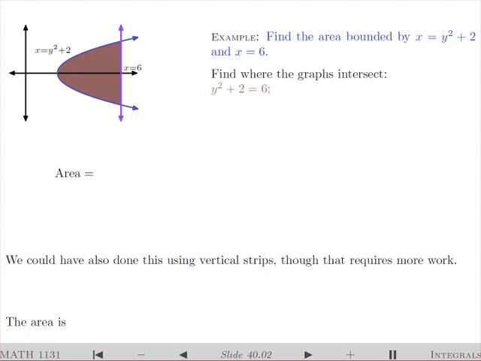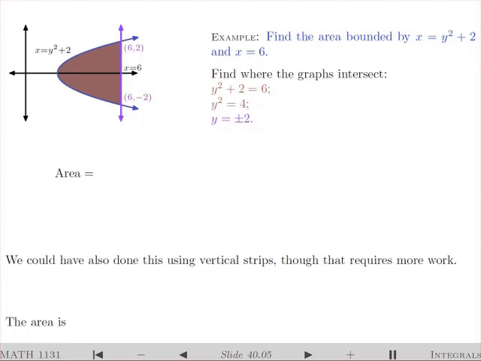So we set the two equations equal to each other, y squared plus 2 equals 6, and then solve for y. Subtract 2 and then take square root, so y is 2 or negative 2. So y goes from negative 2 to 2. We don't really need x coordinates for this part, but it's easy to see that they have to be 6 because one of the equations is x equals 6. I will record that because it's an alternate way of doing this, which I will discuss at the end, for which we need to know the x coordinates.